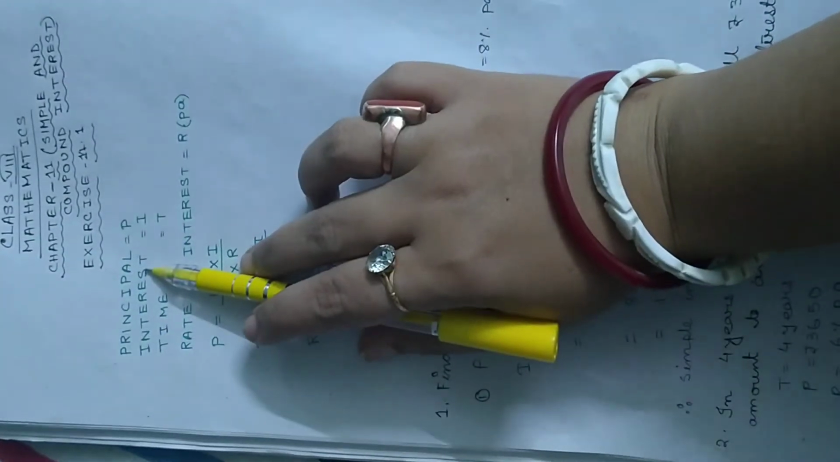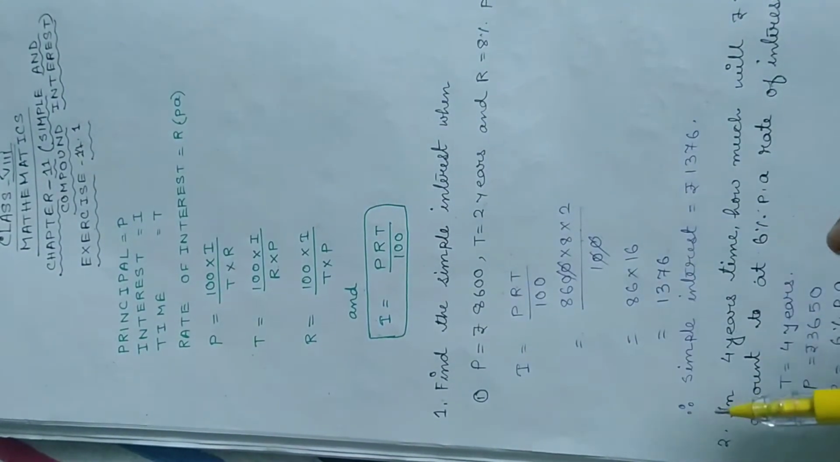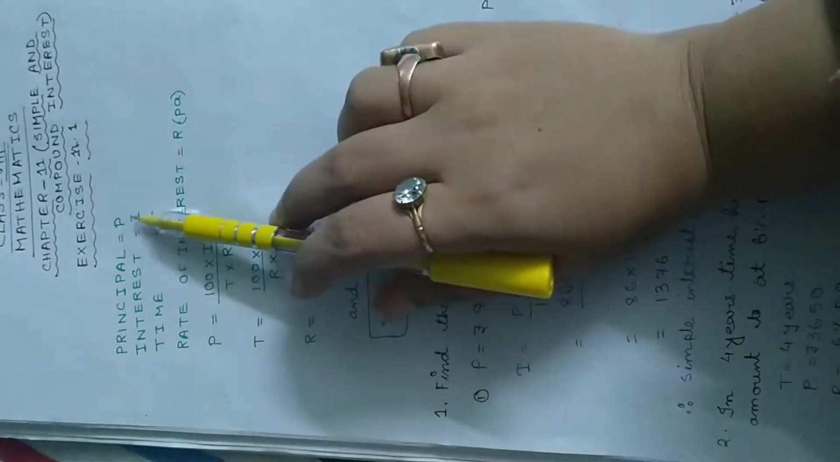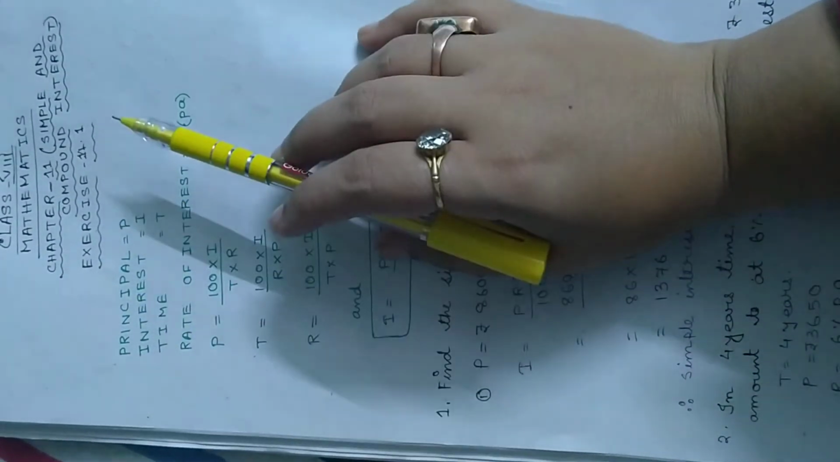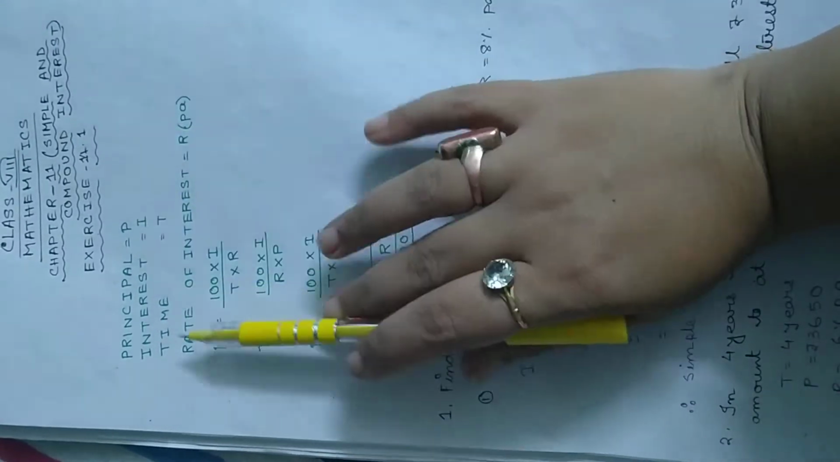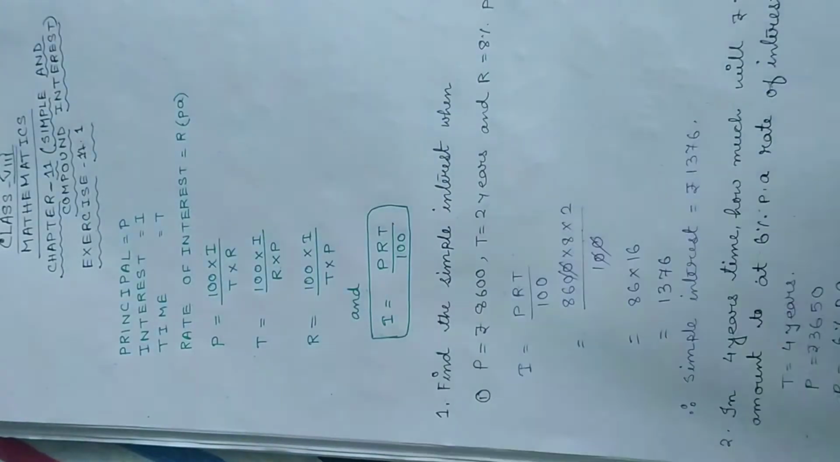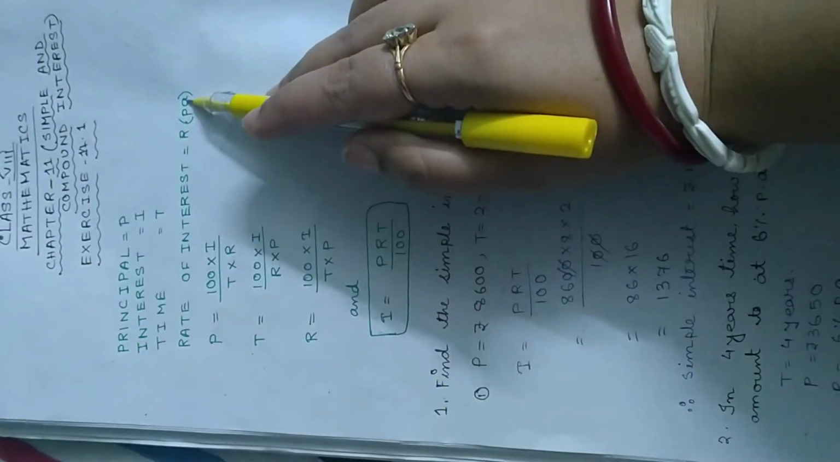Now interest. We know what the meaning of interest is. Depending on how many rupees we are depositing in a bank, on that we get some amount of interest. That is known as I. T is the time, meaning for how many years we are saving the amount. Rate of interest equals R, and PA is called per annum, meaning per year.